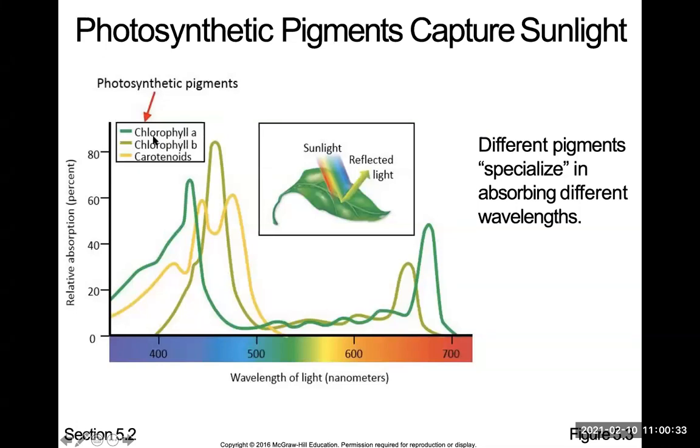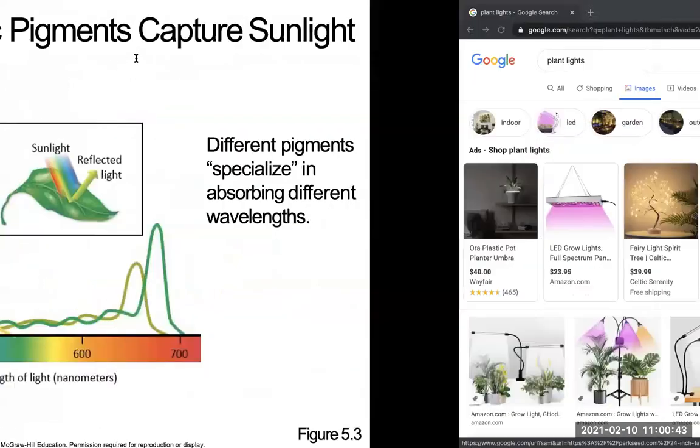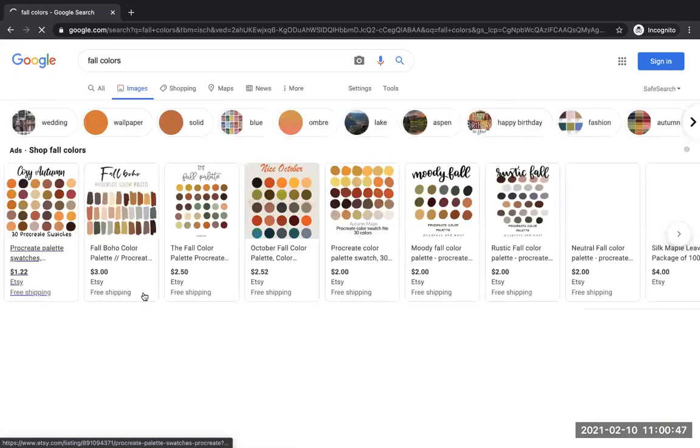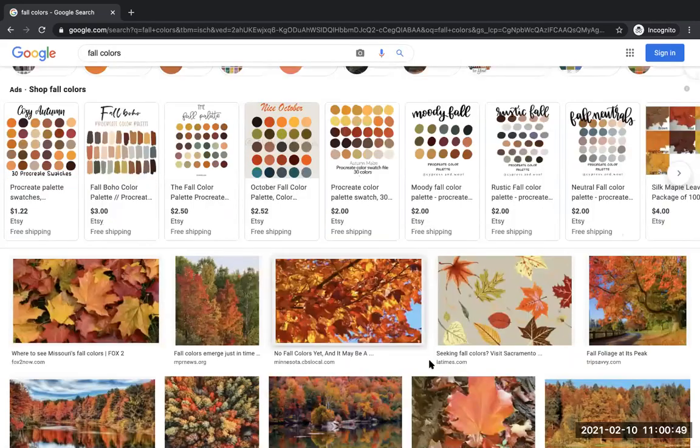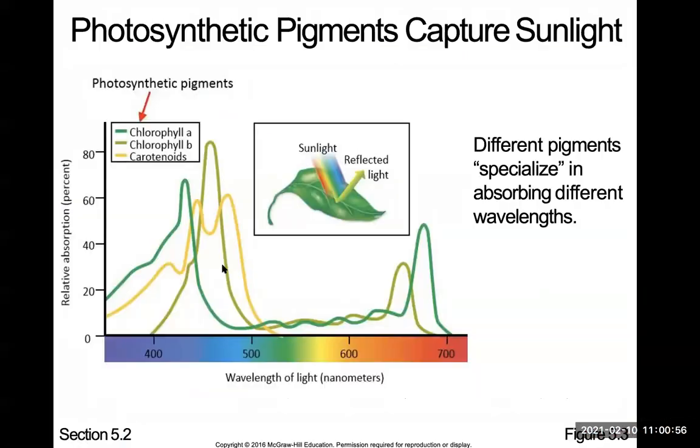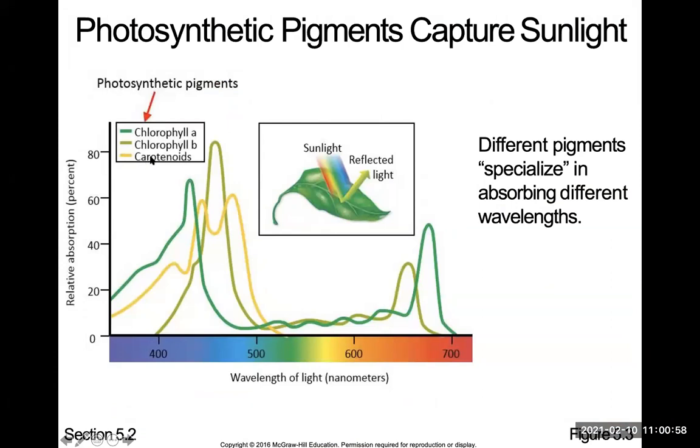So mostly this is done through chlorophylls. Then we have something that's called carotenoids. You notice in the fall, leaves, they look yellow or orange. So fall colors. So this is what you notice, reddish, orangish, or yellow. That's coming from these carotenoids.